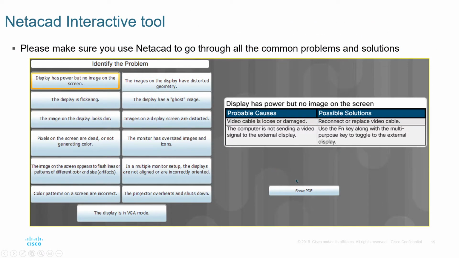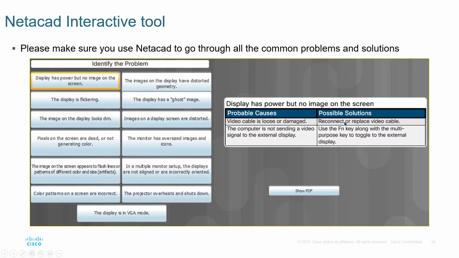You can also download a PDF file with all of these, but when you click into it, you see the probable cause. So it might be because the video cable is loose or damaged. It might be because the computer is not sending a video signal to the external display, and there would be an issue with the GPU itself, the unit responsible for transmitting all the signal data into the display. And here are the possible solutions you may take in order to resolve these issues.